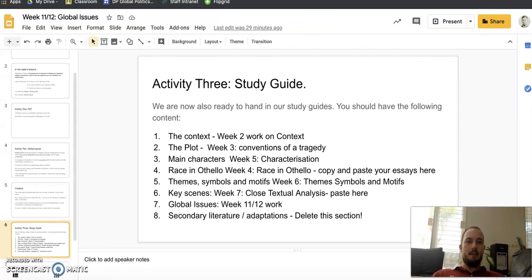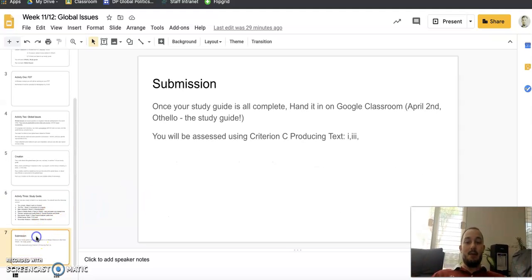And so I think for most of you, you've already done all of the work up to week seven. Okay? So very, very simply, you're just making sure everything is complete, and then you need to hand it in. The way you're going to do this, you're not going to submit to ManageBack. You're going to hand it in on Google Classroom. So just go to the assignment on Google Classroom and click turn it in or hand in.